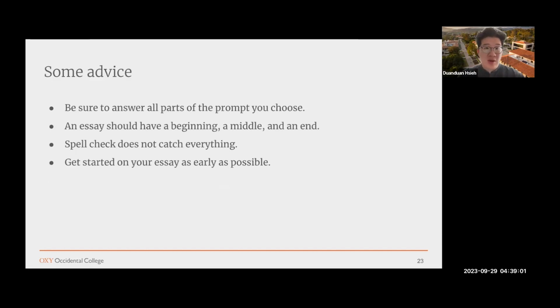So make sure that you answer all the parts of the prompt that you choose, dissecting word by word what the prompt is asking you for. Have a beginning, a middle, and an end to an essay. It does not have to be a 5-paragraph essay, but make sure that your essays are organized and structured in a way that is a bit of storytelling, telling your story. Make sure that you spell check. And spell check software doesn't catch everything, so always go through and read your essays one more time before you hit submit.